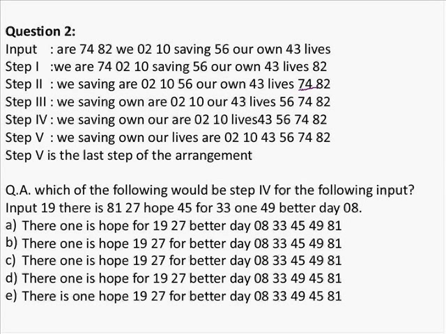So here what will we go for? First of all, the last will be there. After that, one is hope. And the last will be 81. After that, 49, 45, 33. But now there one is hope. What will come? 19 will always come, then 27 will also come. Then 4 will also come.